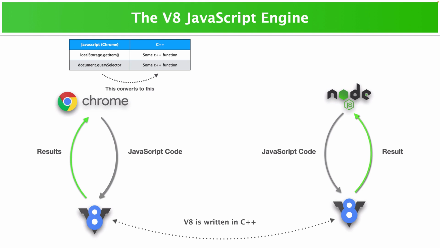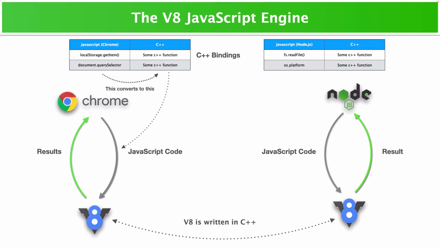Now Chrome needs to tell V8 what to do when these methods are called. So Chrome is not just passing JavaScript code to V8, it is also passing down these C++ bindings, creating the context in which the JavaScript code should be executed. Now the exact same thing is true with Node.js.